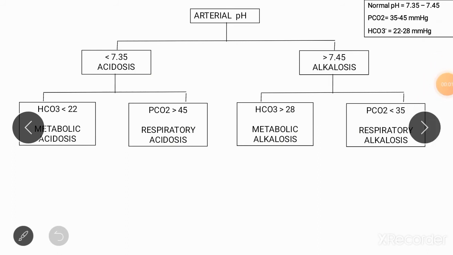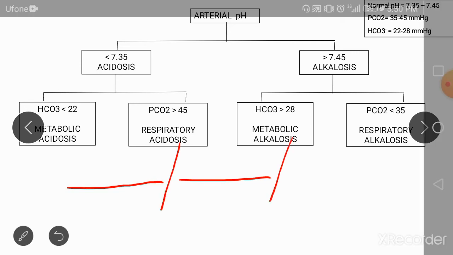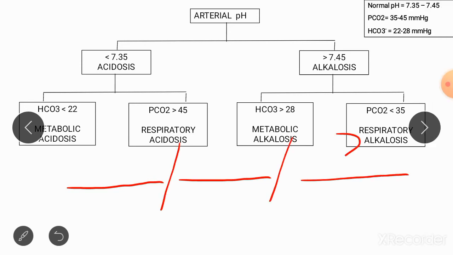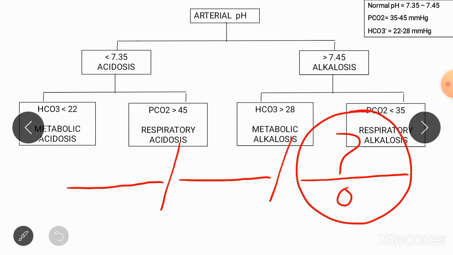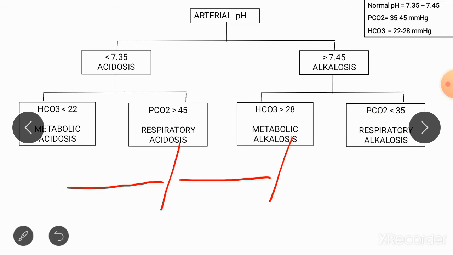After this step, you are 2 out of 3 done with your answer. You know this is metabolic or respiratory acidosis or alkalosis. What you now need to find out is whether it is compensated or not. So without this third part, your answer is incomplete and you won't be given full marks. So you need to tell what kind of acidosis or alkalosis it is and whether it is compensated or not.